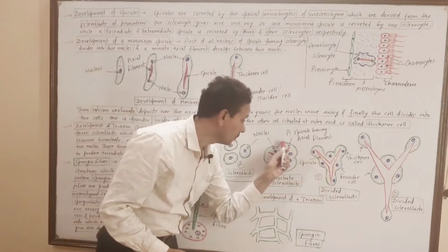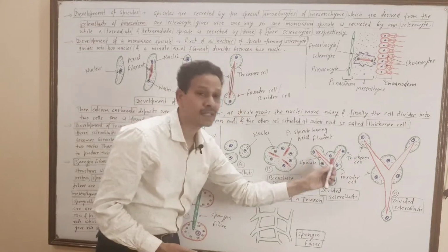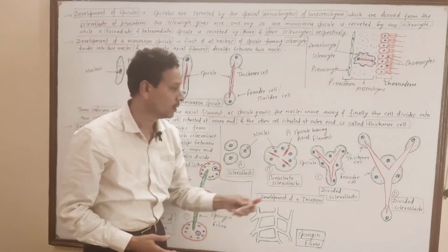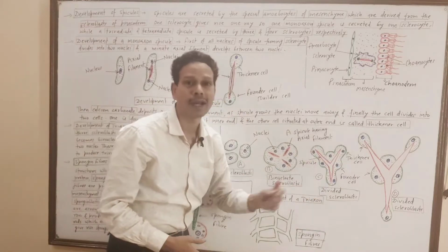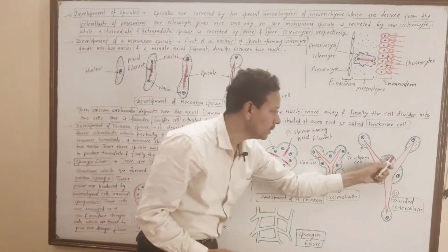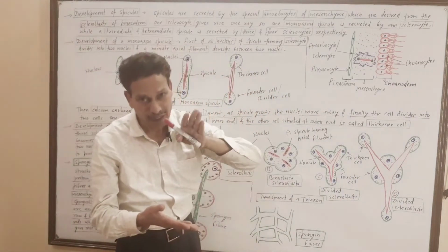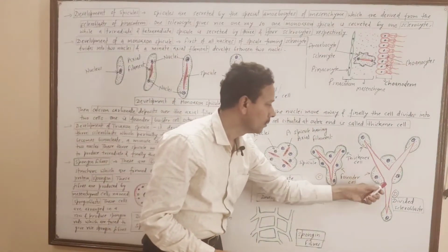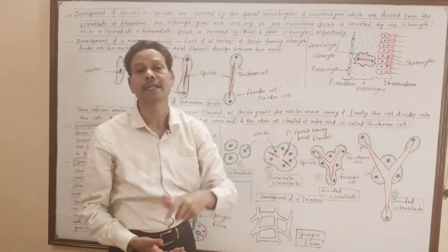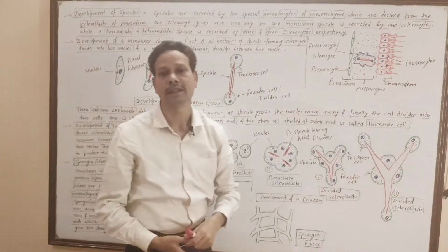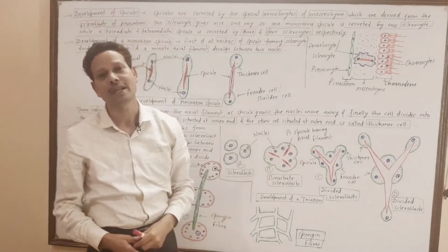Finally, the cells divide. As a result, the cells which lie in the center at the inner end are founder cells or builder cells, and the cells which lie at the outer end are thickener cells.